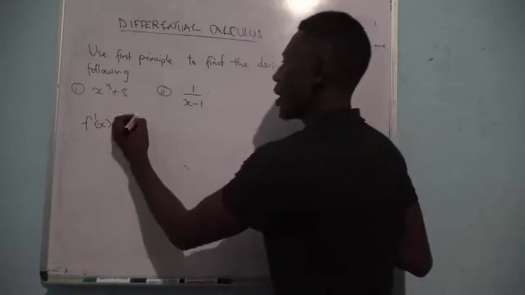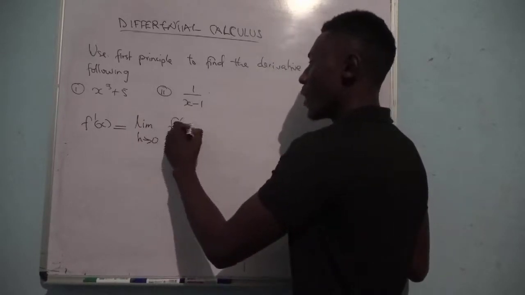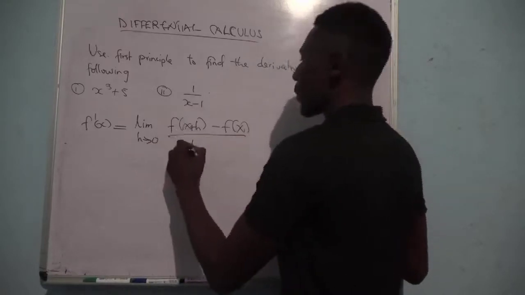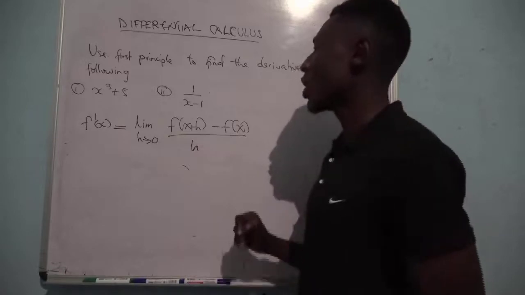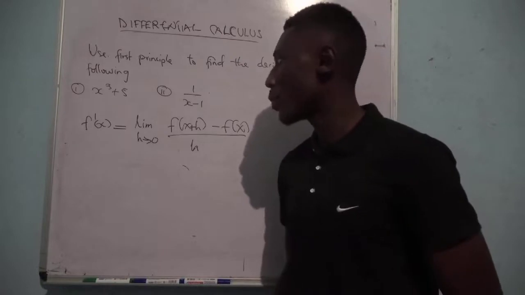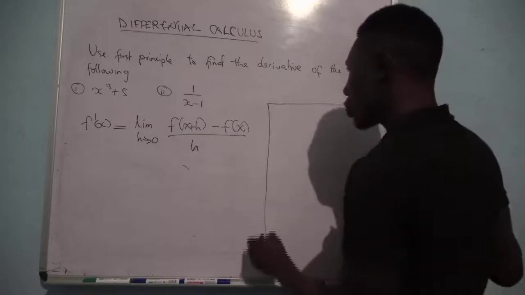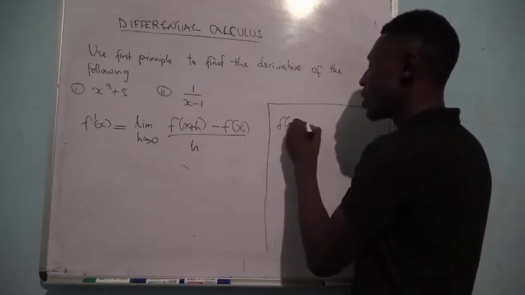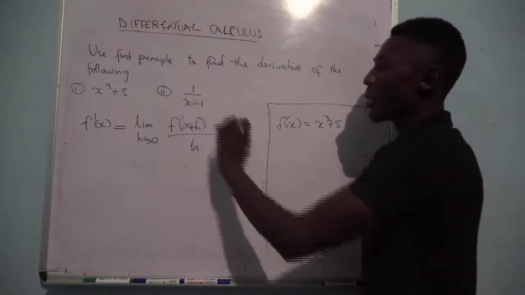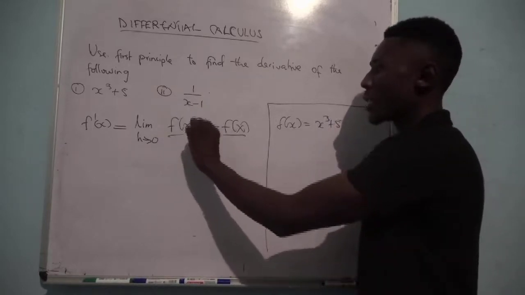We have the limit as h approaches 0 of f of x plus h minus f of x, divided by h. This is the formula that you are always supposed to use when you're differentiating a function using first principle. So here our function, f of x, is equal to x to the power 3 plus 5. Here we have the numerator part, and the h there as our denominator. So we have f of x plus h and f of x.